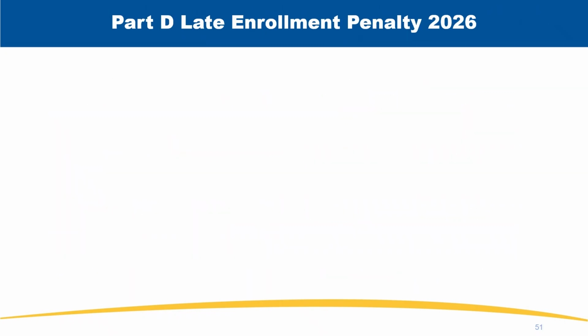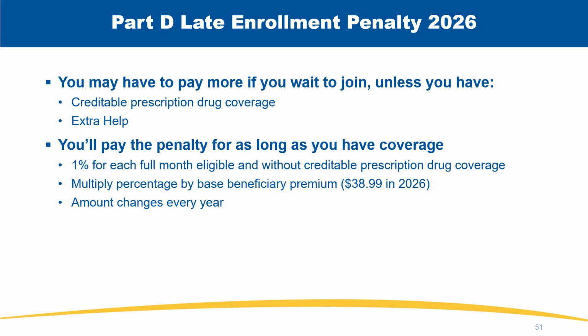Part D late enrollment penalty for 2026. You may have to pay more if you wait to join unless you have creditable prescription drug coverage or extra help. You'll pay the penalty for as long as you have coverage. So this is the formula that they use to calculate the penalty.